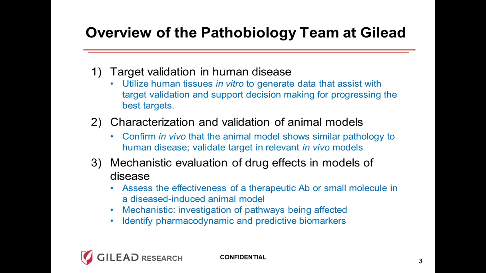The third and last component of our work in the pathobiology lab is evaluating drug effects, or we like to call it the MOA, the mechanism of action in models of disease. So animal studies can provide evidence of the effectiveness of a drug. We can assess if a therapeutic antibody or small molecule shows efficacy using these animal studies.